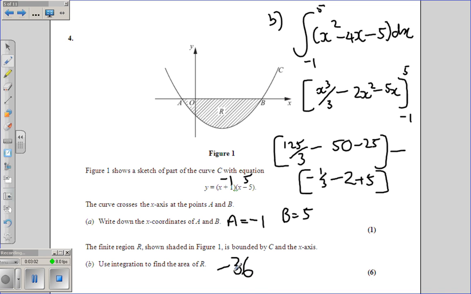If you leave it like that, you'll lose a mark, because we want the area, and you can't get a negative area. The reason it's giving you a negative number is because it's indicating that this area is underneath the x-axis. But you need to therefore put area equals 36 for that final mark. Never leave the area negative.